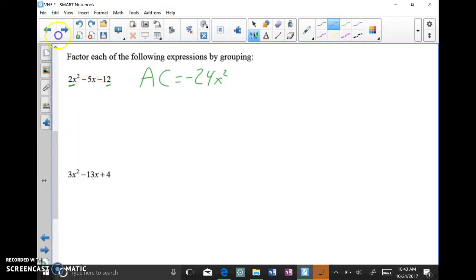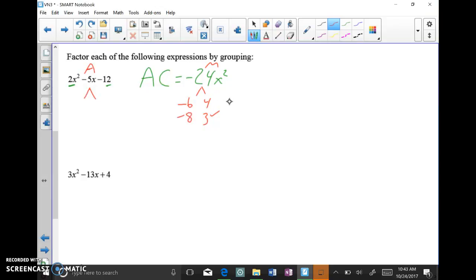So I need to split this middle term into 2 numbers that multiply to this negative 24x squared and add to negative 5x. So you can say, what multiplies to negative 24? It's multiplying to a negative, so they're going to be different signs. Negative 6 and positive 4. Do they add to negative 5? No. And if I switch the signs, still won't work. Negative 8, positive 3. Do they add to negative 5? Yes. So there they are.